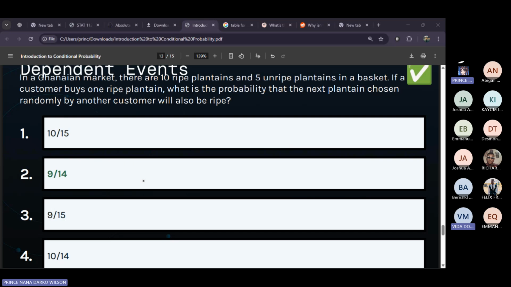And the total that used to be 15 has now been reduced to 14, without replacement. So when you buy it, it's gone. You didn't bring it back. Over the total number of plantains that is left, that will be the 9 ripe plantains plus the 5 unripe plantains, and that gives you 14. So the probability of the second person picking a ripe plantain is going to be 9 out of 14.